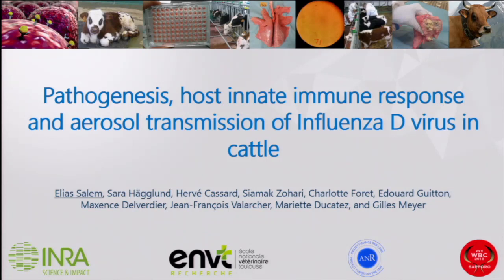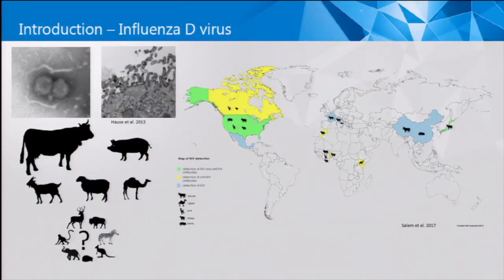And it's about, as Mr. Chairman said, the pathogenesis, host innate immune response, and aerosol transmission of the influenza D virus in cattle. So, the influenza D virus, or simply IDV, is the most recently discovered genus of the Orthomyxoviridae family.